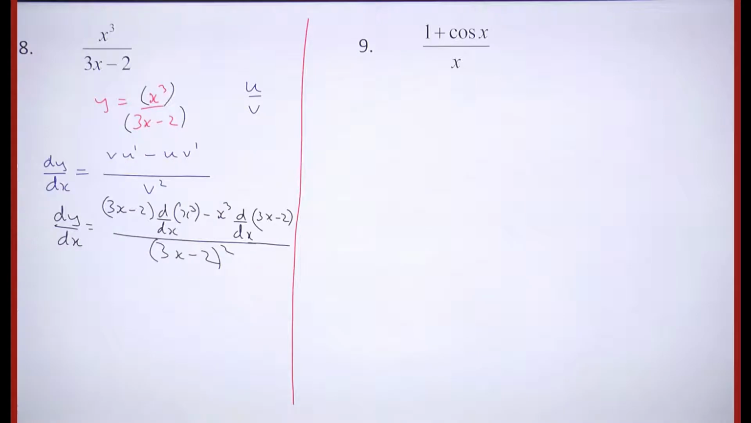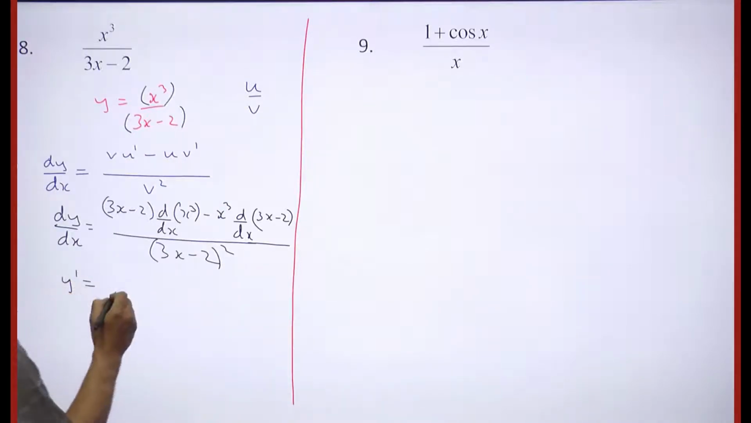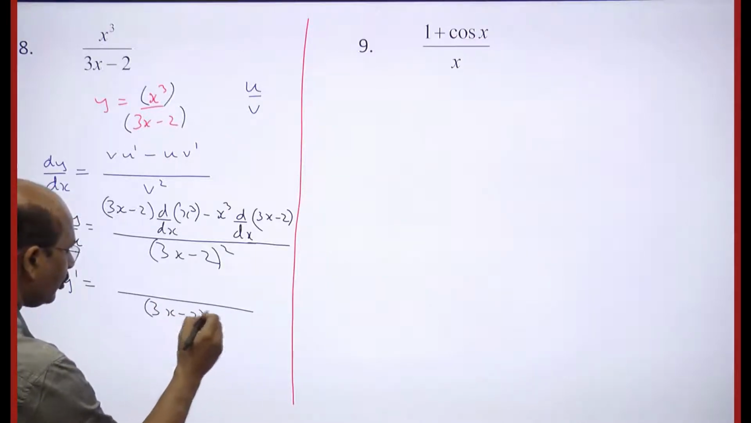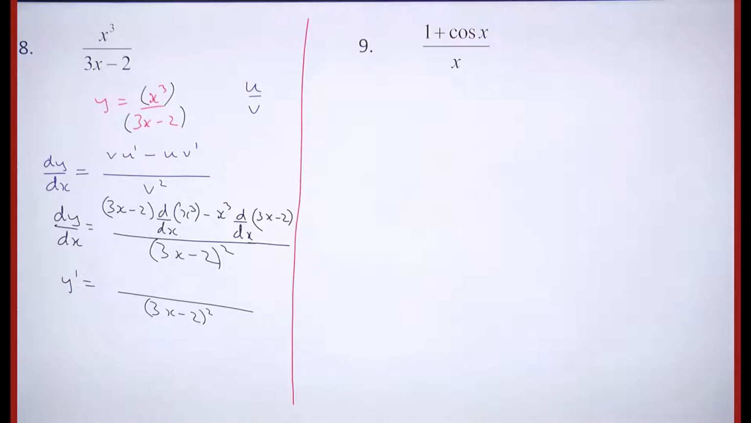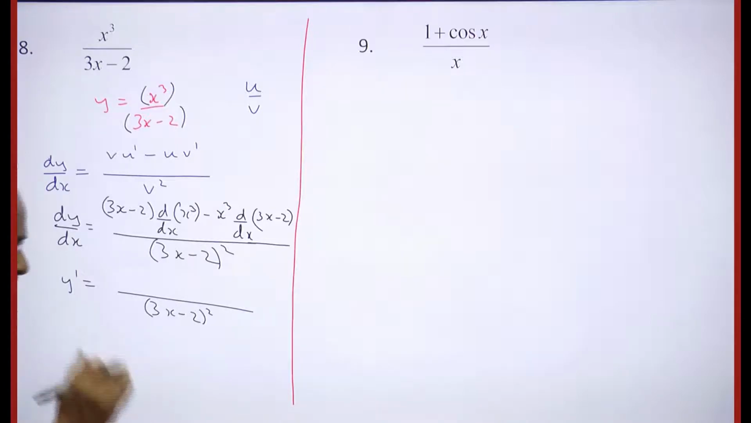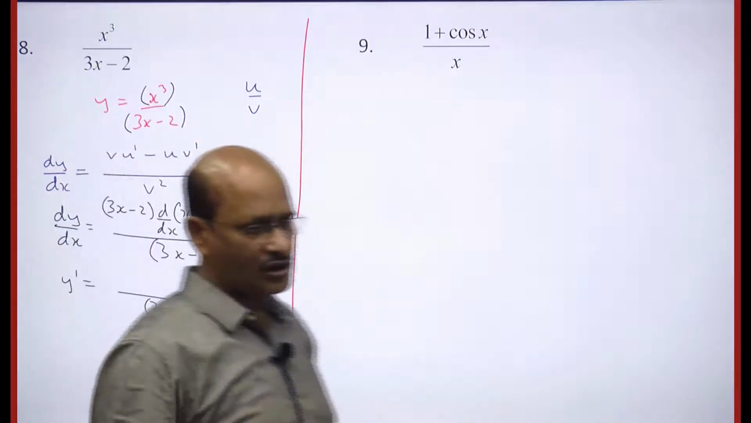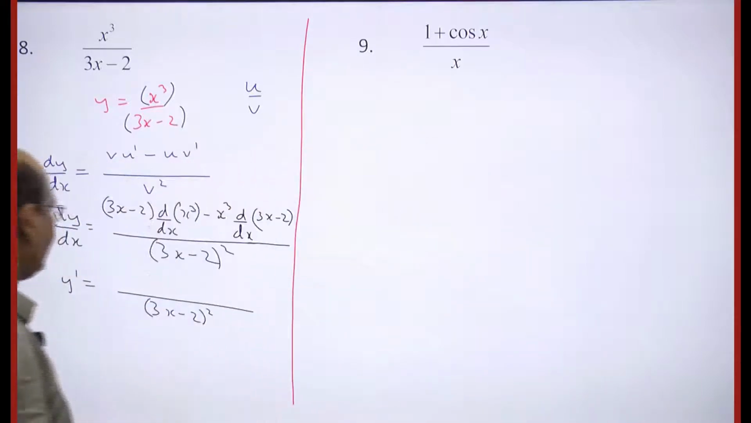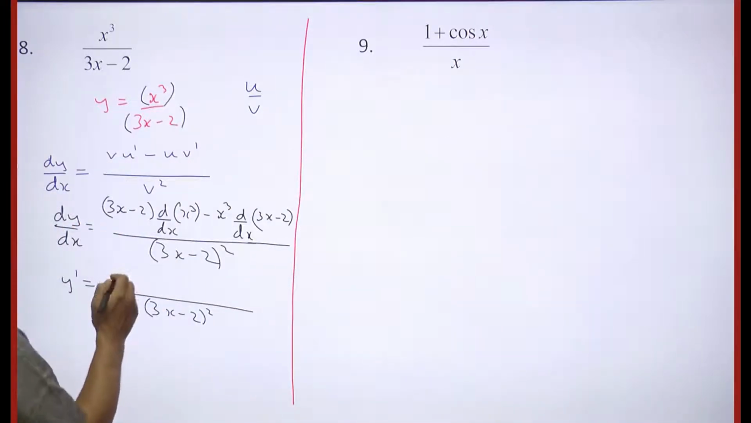Right? So dy by dx, or I can say y dash, 3x minus 2 whole square. Now hold on. Whenever you are applying the product rule or quotient rule, put every term in brackets. You will avoid the common mistake the children make in simplification. So let us see this as it is.